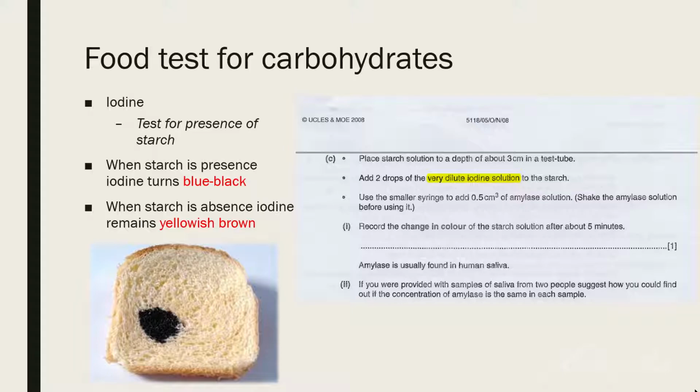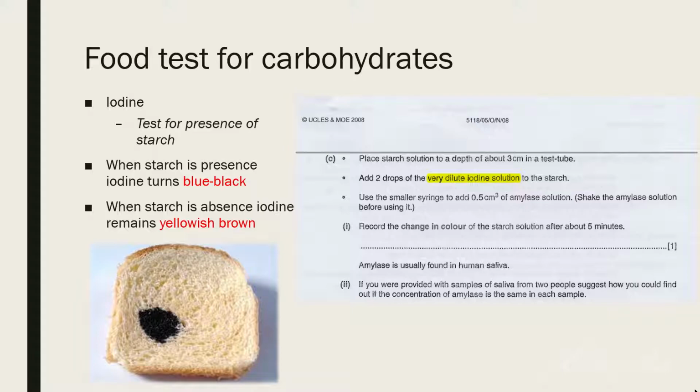But what is going to happen is the amylase is going to break up the starch, so you will not have starch anymore. So when starch is absent, iodine is supposed to turn yellowish brown. But in this case, when very diluted iodine solution is used, normally you will not observe the yellowish brown. Instead, you will become a clear solution because the iodine is just too diluted for the yellowish brown to be observed. So just take note of this.